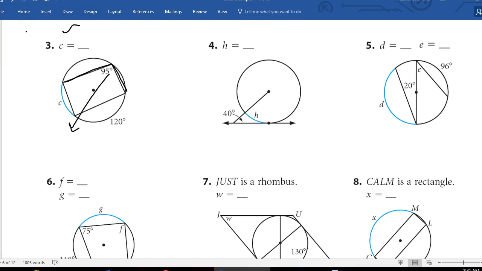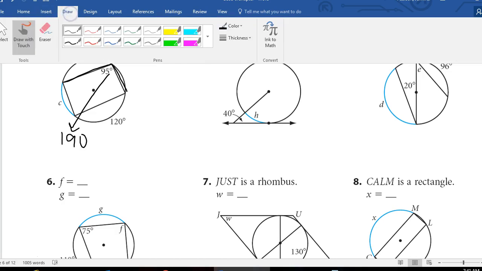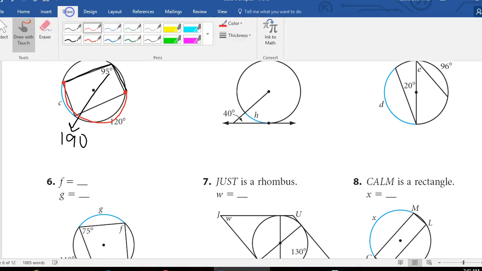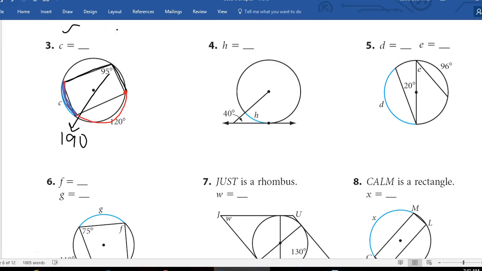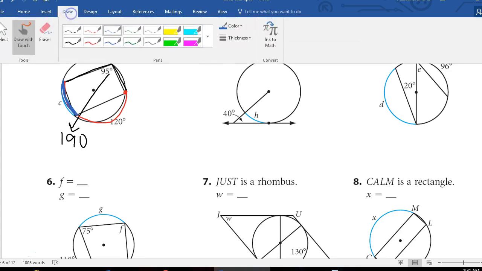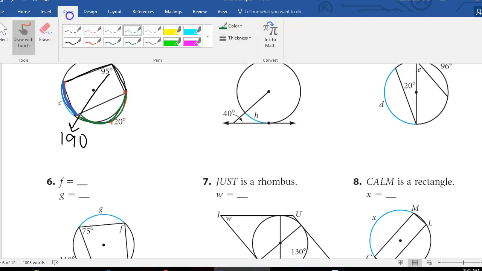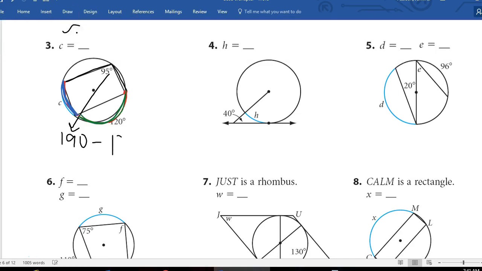So 95, double that, we get 190. That means that this arc starting here and ending here, that's the endpoints of the angle, is 190 degrees. My goal is to figure out how big this arc is. So if that whole one I drew in red is 190, this piece here in green is 120. I can do 190 minus 120 to get me the arc of 70.